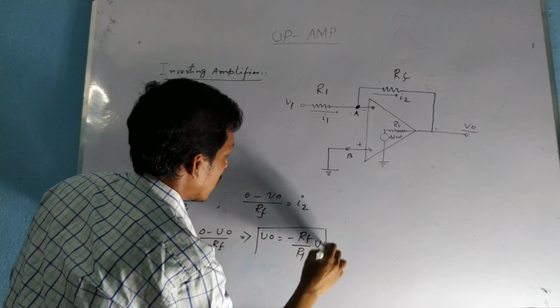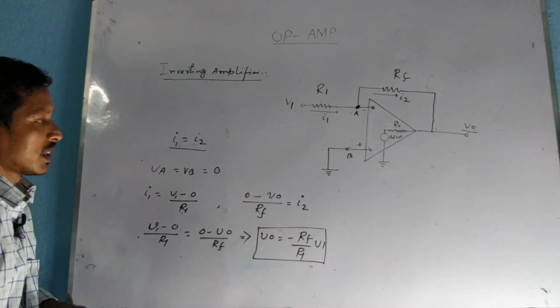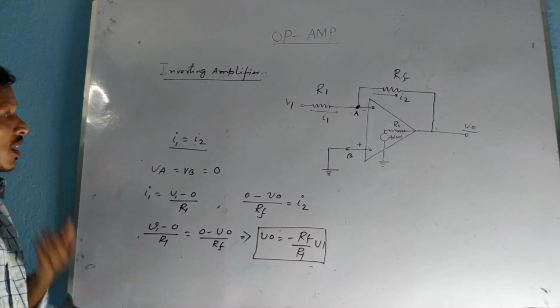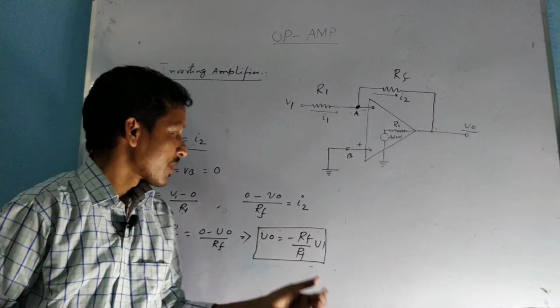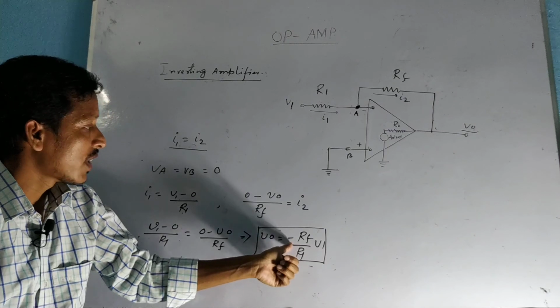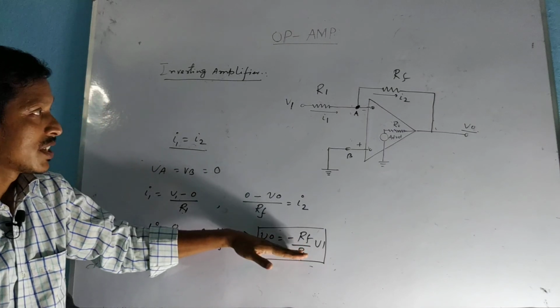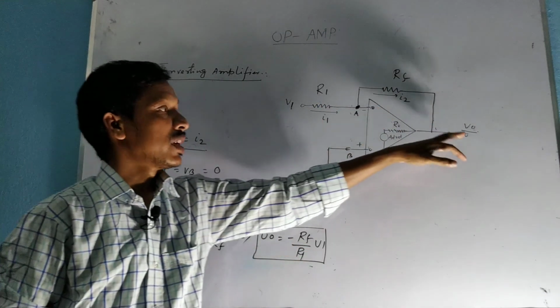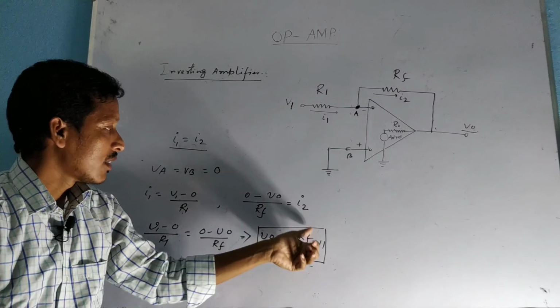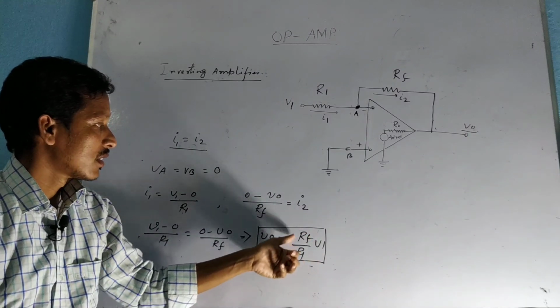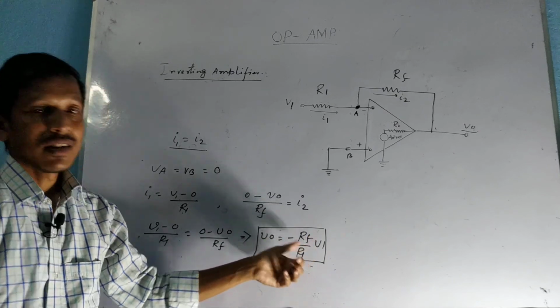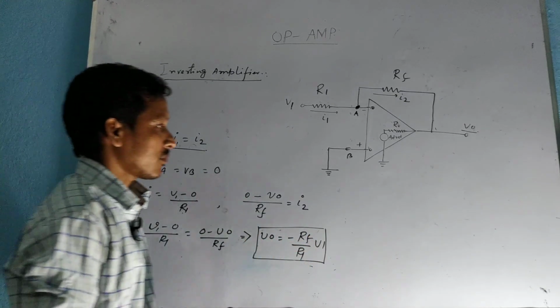So this is the expression of the output voltage for the inverting amplifier. Okay. Here the negative sign signifies that a 180 degree phase difference takes place between the input voltage and output voltage, and RF by R1 is the gain of the amplifier. Okay.